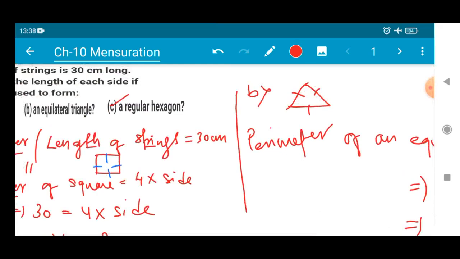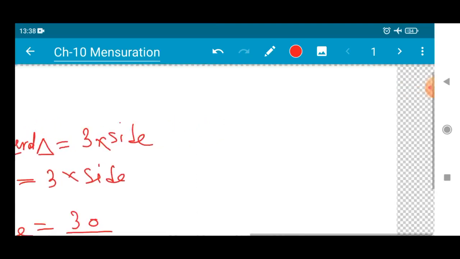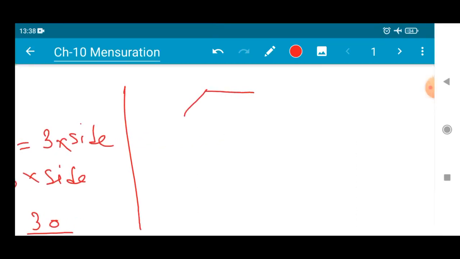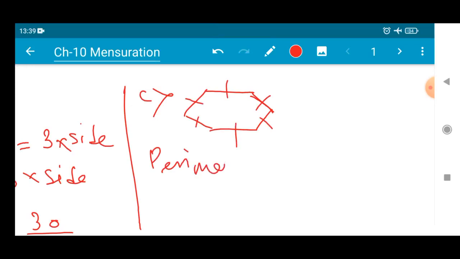Okay, now we have to find the length of the side of the regular hexagon. So in order to find this, let us make a figure first. This is a regular hexagon whose all sides are equal. Regular hexagon means whose all sides are equal. Okay, so now the length is already known to us, that is 30 centimeter. The total length of the wire which is used to form this regular hexagon is 30 centimeter, but we don't know the side. So in order to find the side, we will again use the formula, that is perimeter of a regular hexagon.